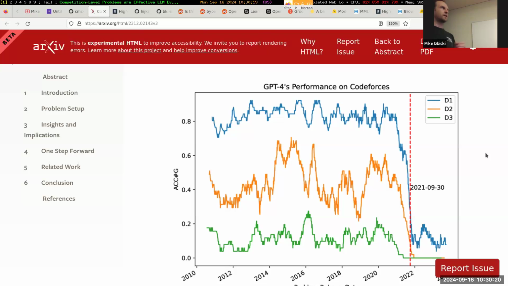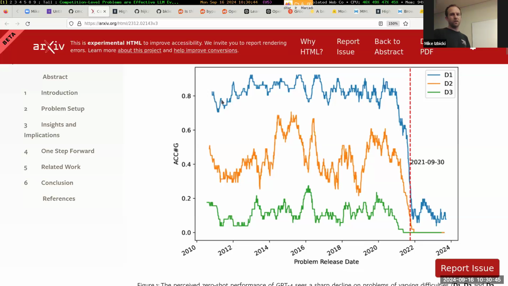And Codeforces has their problems divided up into 3 divisions, Division 1, Division 2, Division 3. These problems are very similar to LeetCode problems in spirit. So if you've done LeetCode before, preparing for interviews, Codeforces is just LeetCode essentially. But one of the differences about Codeforces is that they have regular scheduled competitions and they create new problems from scratch all the time. And here is the performance of GPT-4, its ability to solve these problems.